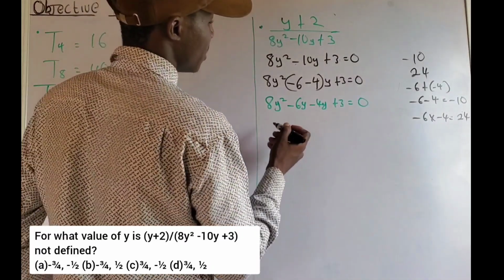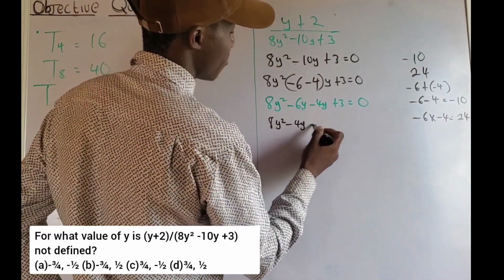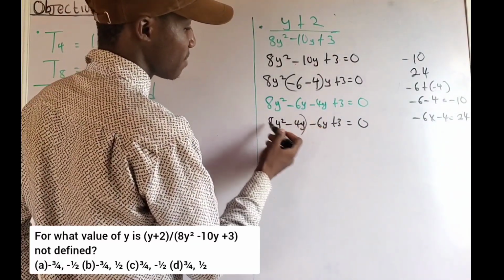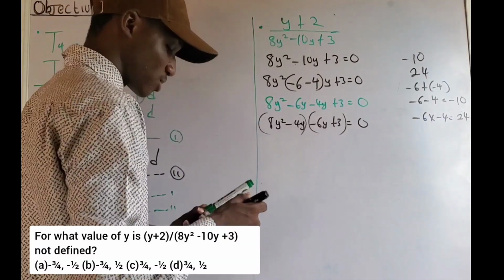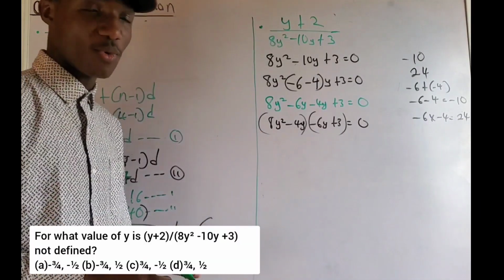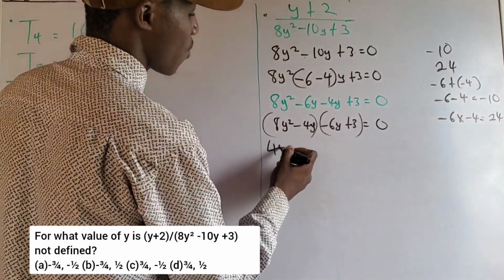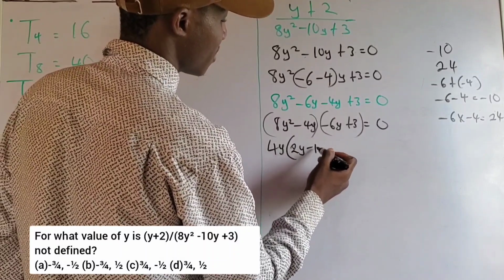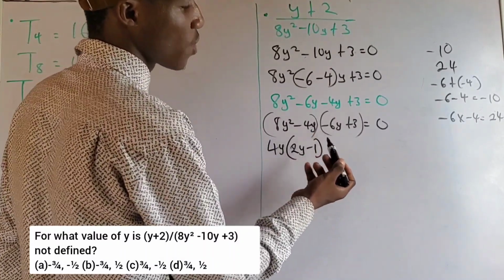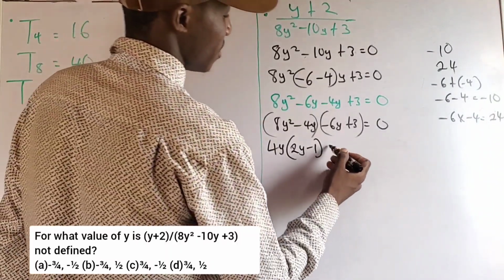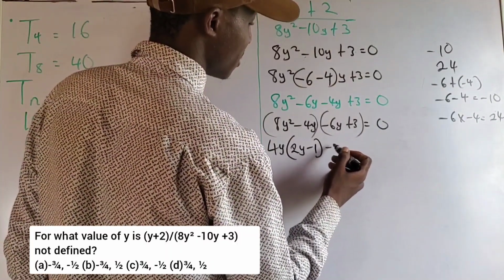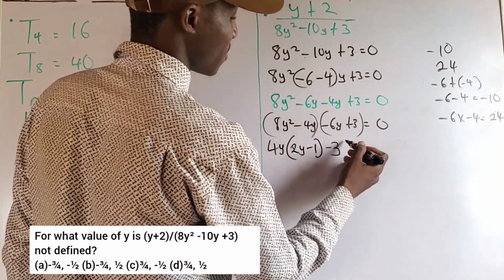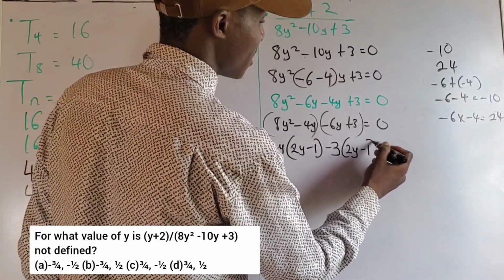Having done that, you can rearrange the equation. We're going to have 8y squared minus 4y minus 6y plus 3 equals 0. Now we can factorize. Let us factorize this part and then factorize this part. Let's factorize the first part. What is common to 8y squared and negative 4y? 4y is common. So I'm going to have 4y multiplied by 2y minus 1. Now what is common to negative 6y and plus 3? Minus 3 is common to both. So I'm going to have this 2y minus 1. This will be equal to 0.